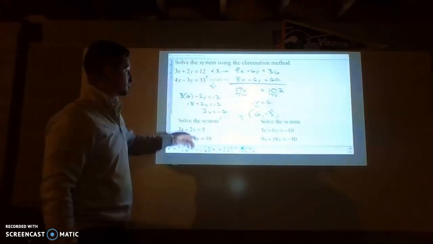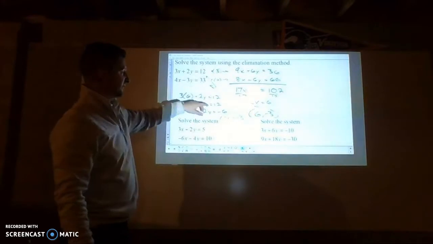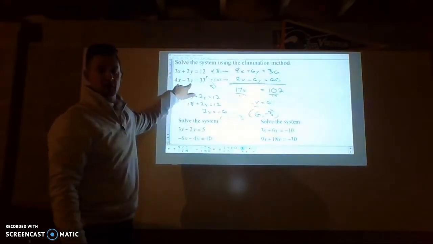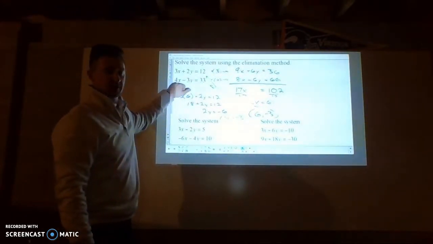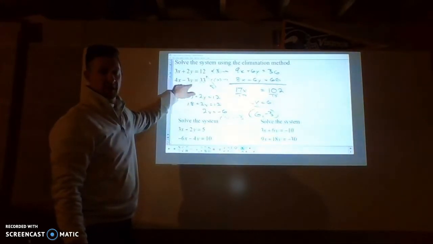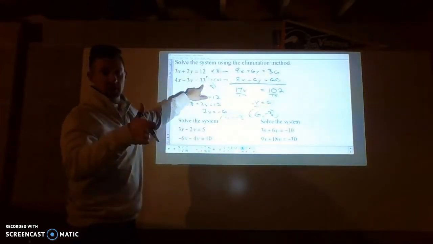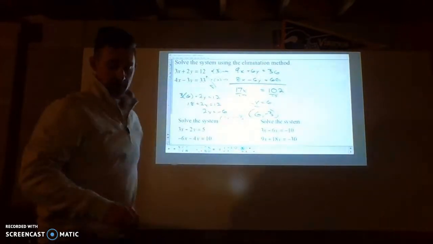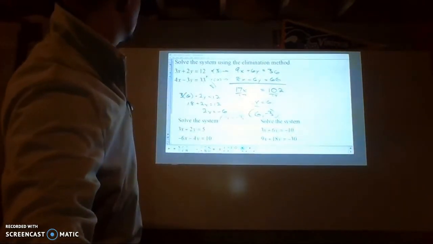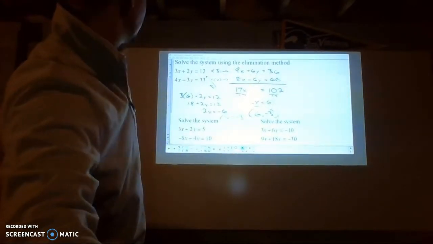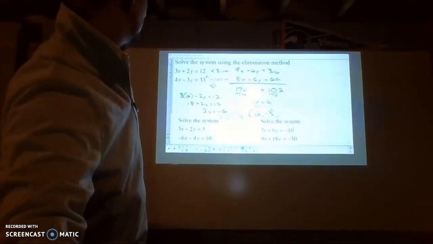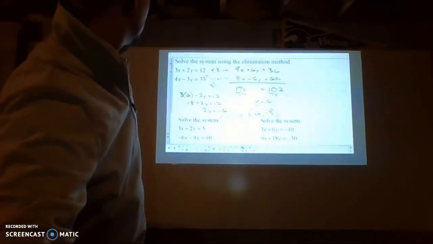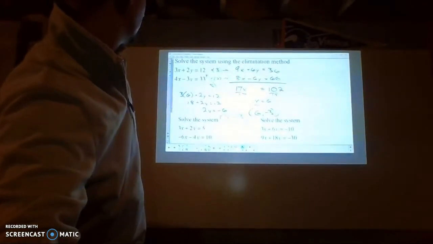Then I would quickly check it in both equations just to make sure. If I plug in 6, -3 into the other equation, does it work? Well, 4 times 6 is 24, -3 times -3 is 9, and 24 plus 9 is 33. That's a solution. That's good. Now we're going to solve two others just so you see what answers might look like. Some weird stuff is going to happen in these next systems.